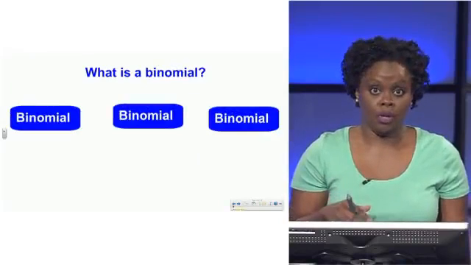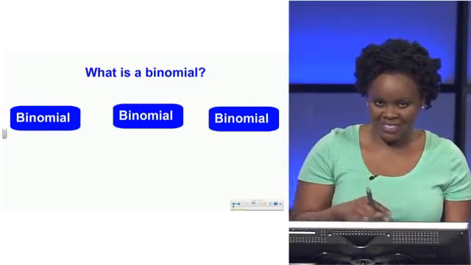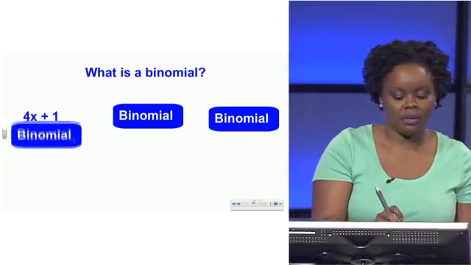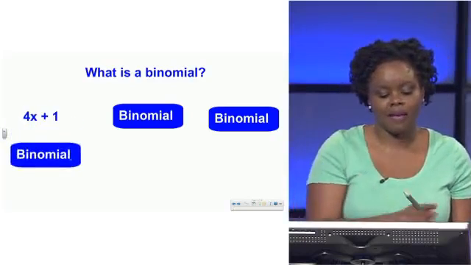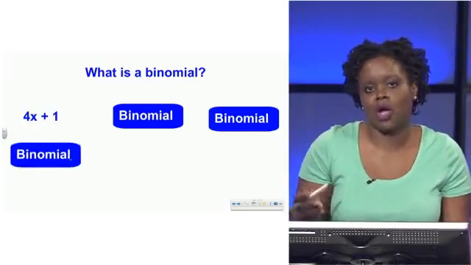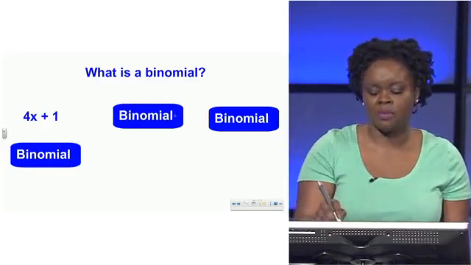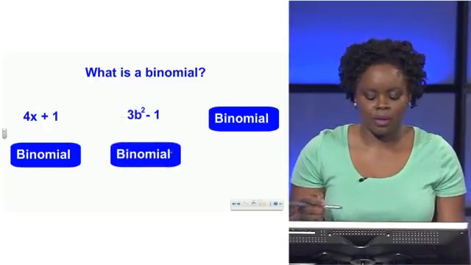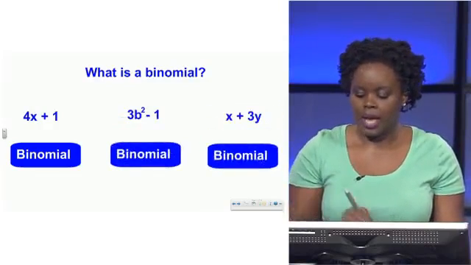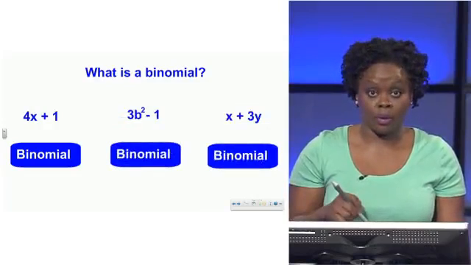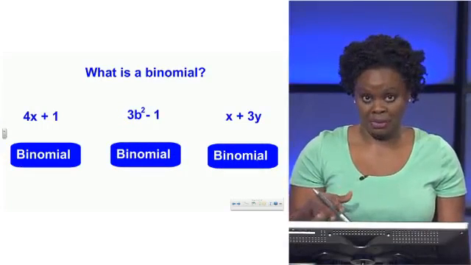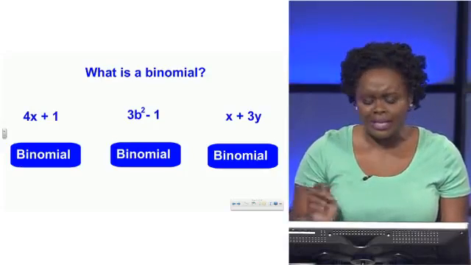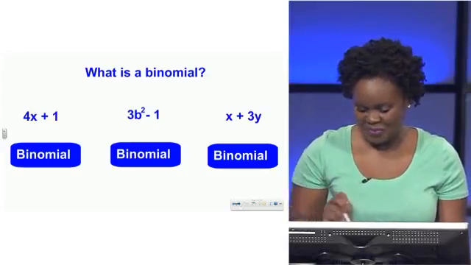A binomial is a polynomial that consists of two terms. So for example, 4x plus 1. I've added two terms together. It's called a binomial, is its more specific name. 3b squared minus 1, that's a binomial. x plus 3y, that's a binomial. A binomial is a polynomial that only consists of two terms. It's a lot of tongue twisters on this one.